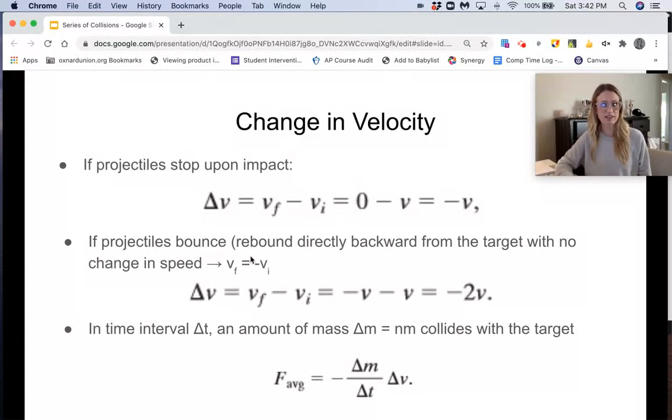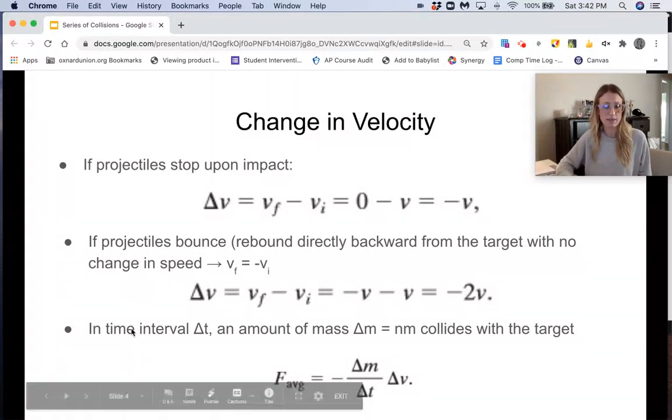And then if the projectiles bounce off, rebounding directly backward from the target with no change in speed, then our final velocity is equal to negative initial velocity. So delta v is equal to final minus initial, where final velocity is negative initial velocity, and then minus initial velocity. So we get negative 2 times the initial velocity.